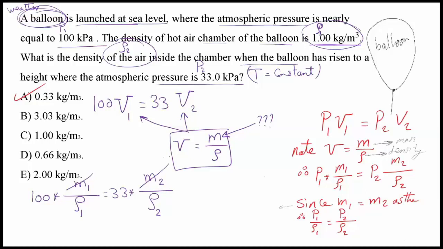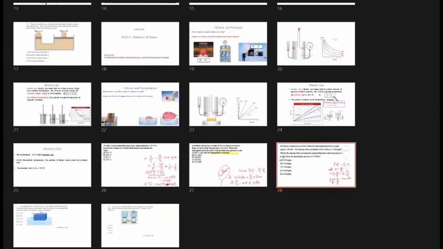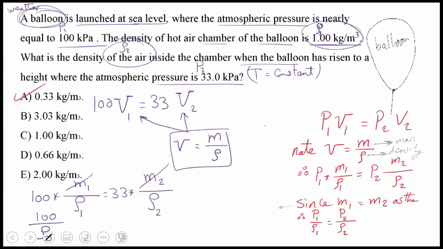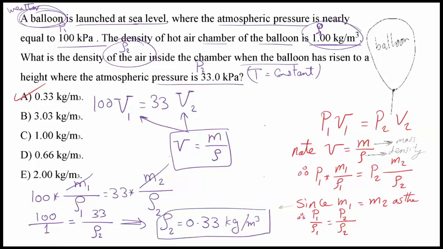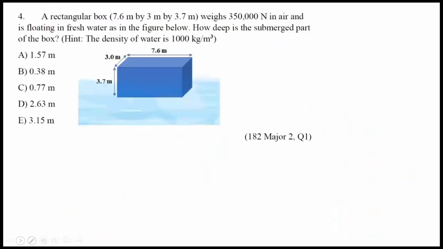So it becomes 100 over density 1 equals 33 divided by density 2. Density 1 is 1. So I can find density 2, rho 2, equals 33 times 1 over 100. That's 0.33 kilogram per cubic meter. Okay, guys? So this is the density.